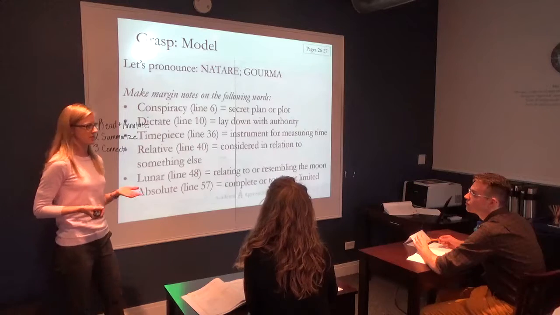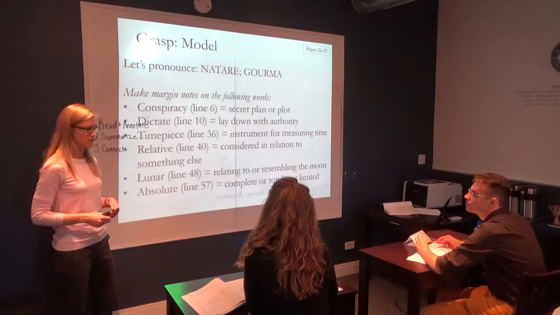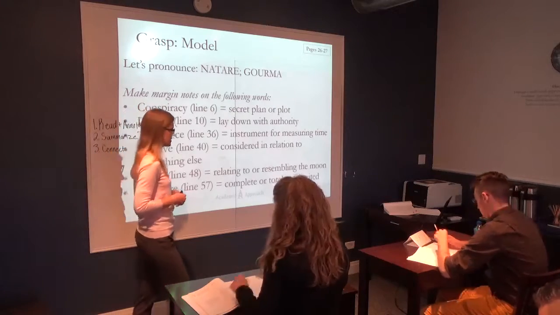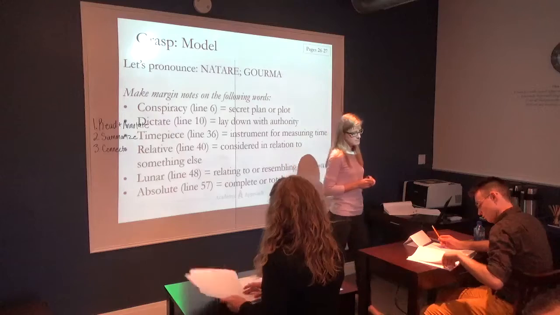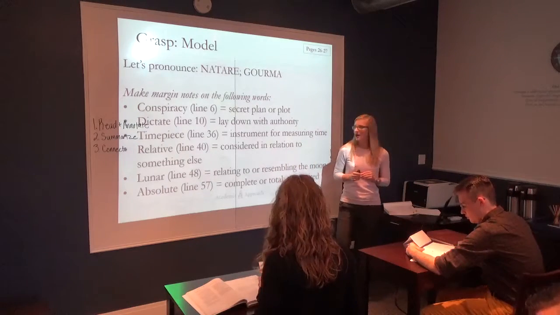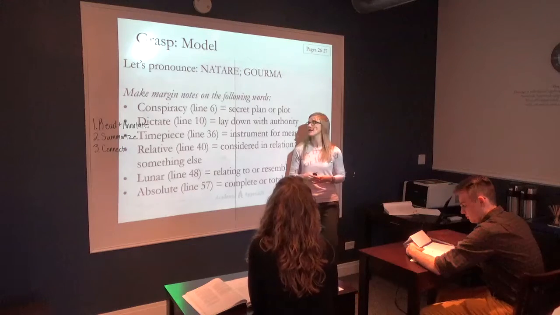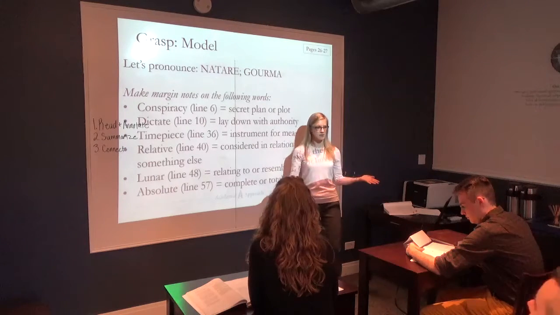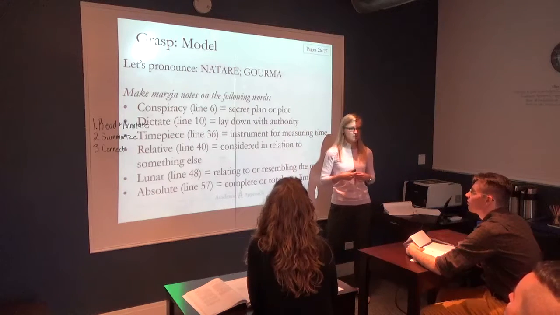The passage that we're going to be reading has some challenging vocabulary that I'd like to preview for you. So please turn to page 26 so that we can take a look at this together. First, we're just going to practice saying a couple of words that might be challenging to pronounce. The first word is Natari. You say it. Natari. Second word is Gorma. You say it. Gorma. Excellent.